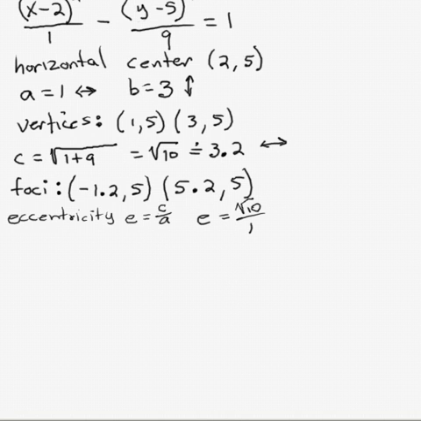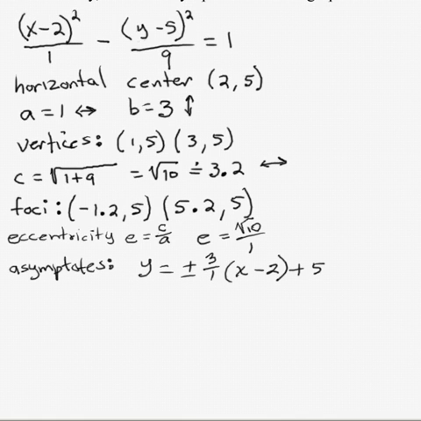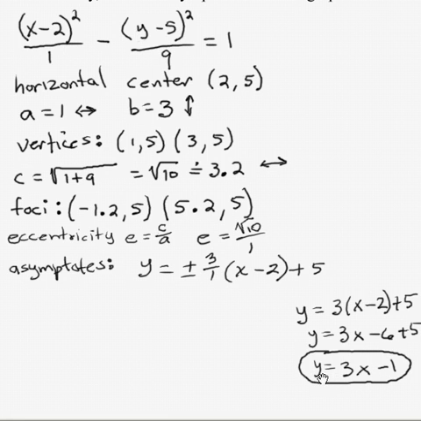If we take a look at graphing, there's one other thing we need to find, and that's something called asymptotes. Now here's the formula. Y is going to equal plus or minus 3 over 1 distributed to x minus 2 plus 5. So if you look at your formula sheets, you'll see where this is coming from. So in the positive case, we're going to take this as 3, distribute that out as 3x minus 6 plus 5. We get y equals 3x minus 1 is one of our asymptotes.